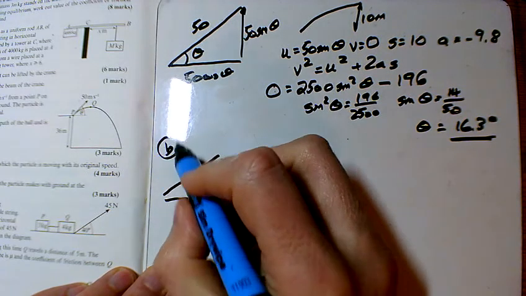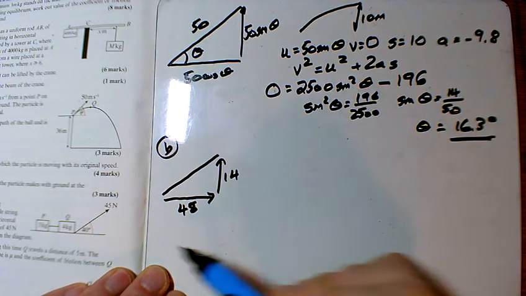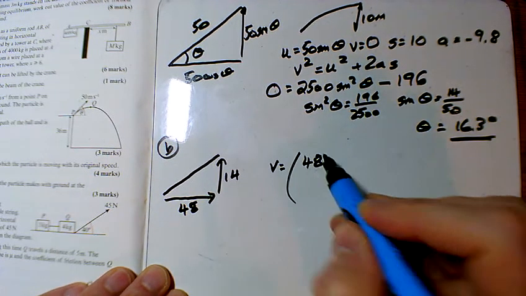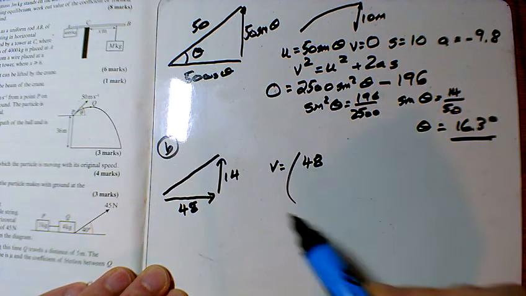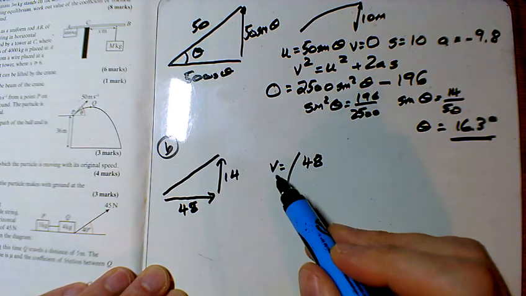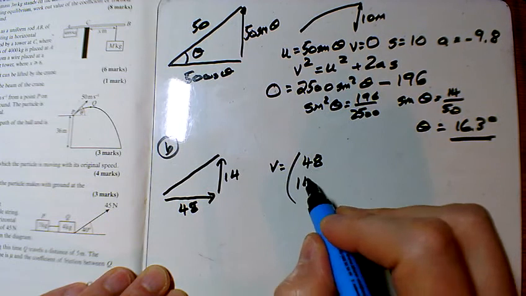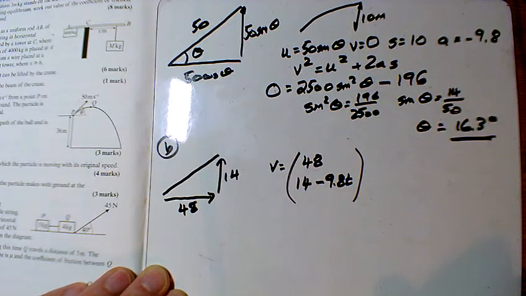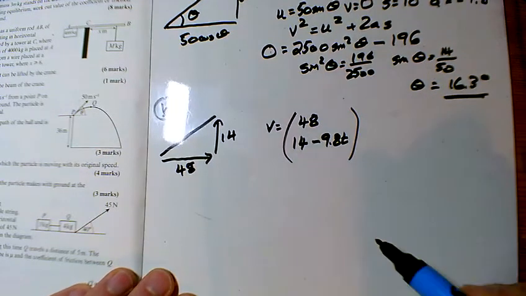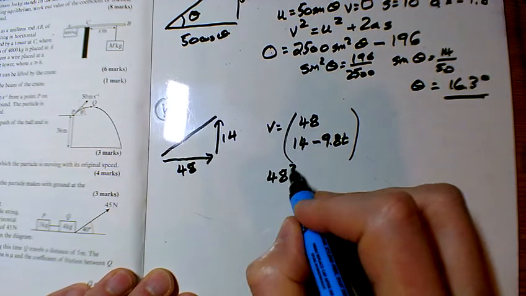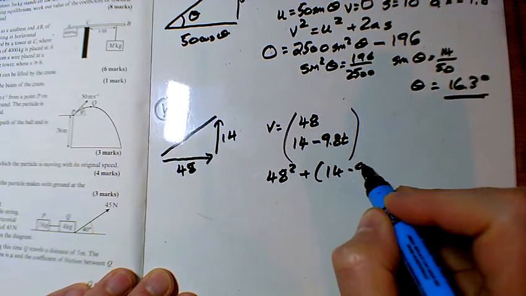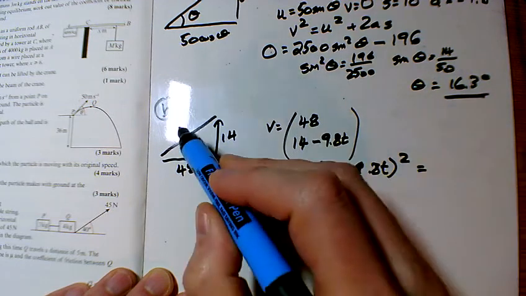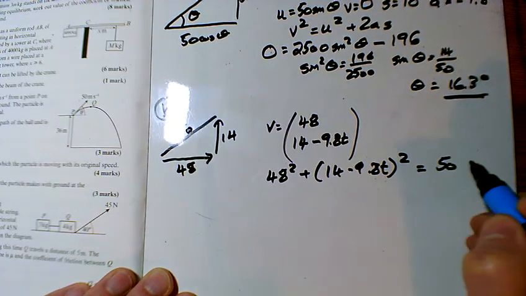And we're being asked to find out when is the speed the same as this again. Well, you know that horizontally the speed never changes. It's just going to be 48 all the way along. But vertically v equals u plus at. So I'm going to do 14 minus 9.8t. And there's my velocity. And the speed, well, you Pythagoras that, don't you? So we're going to do 48 squared plus (14 minus 9.8t) squared, square rooted, equals, well, what we had there, 50 squared.